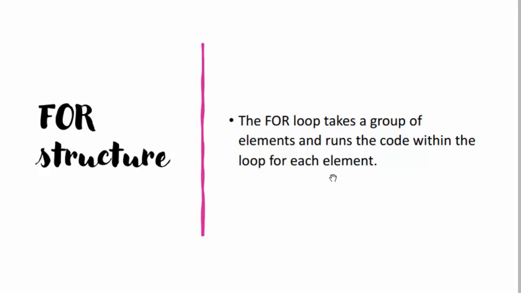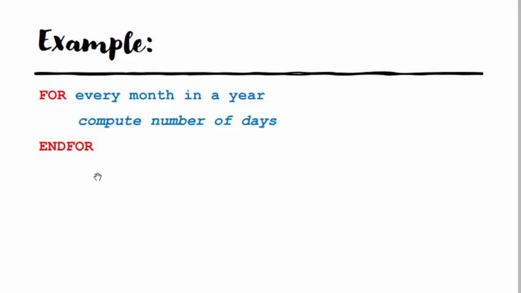Now we also have iterations, and to iterate means to repeat a set of instructions in order to generate a sequence of outcomes. And we iterate so that we can achieve a certain goal. One example of iteration is the for structure. The for loop takes a group of elements and runs the code within the loop for each element. An example of a for loop is given here.